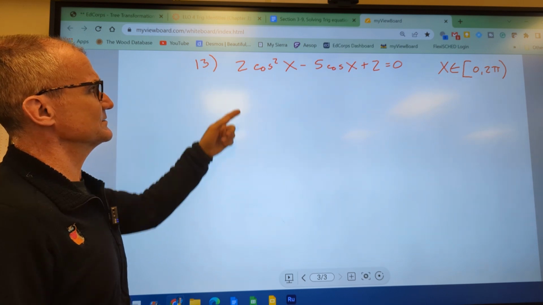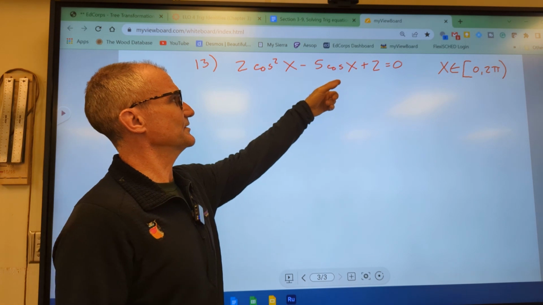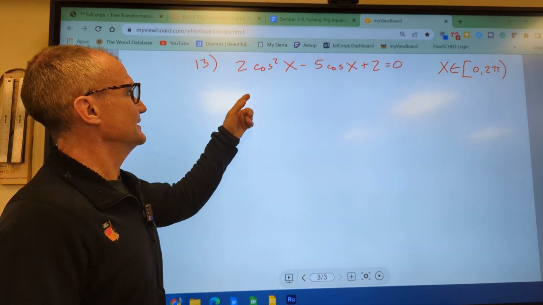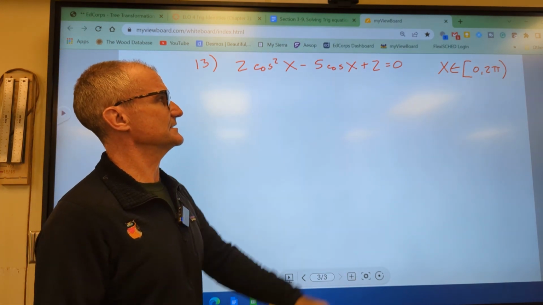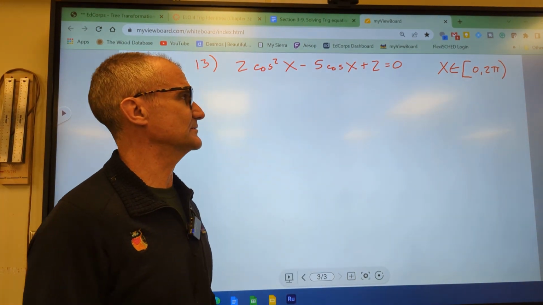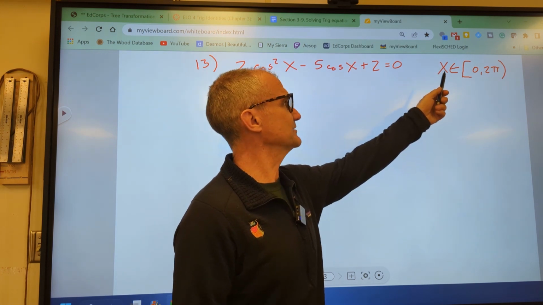So here's a trig equation with a singular argument. I have 2 cosine squared of x minus 5 cosine of x plus 2 equals 0. What I'm doing here is I see it as a quadratic, ax squared plus bx plus c equals 0. And then my domain, x is an element from 0 to 2 pi. I do notice it's x, so I'm in radians, not theta for degrees.